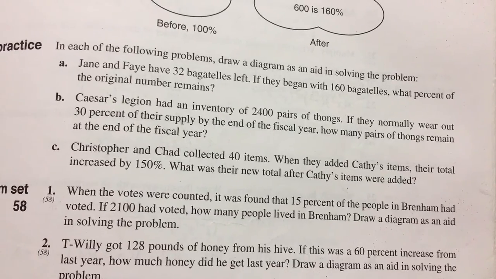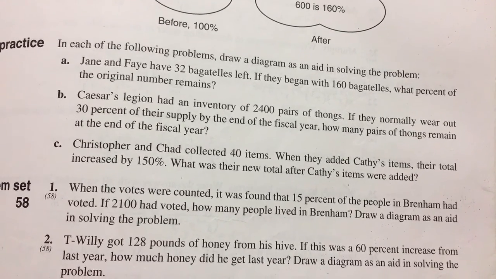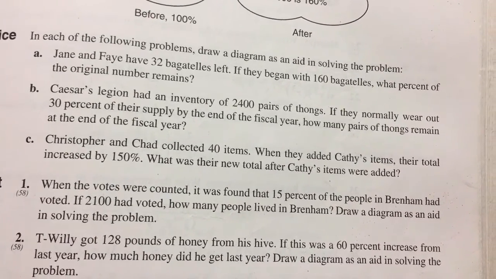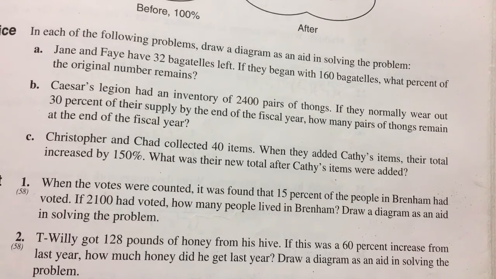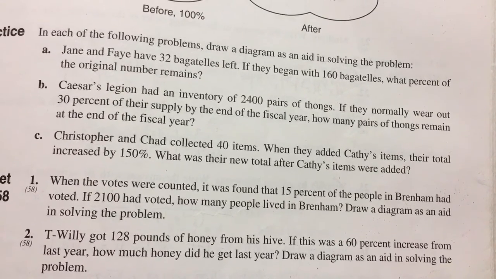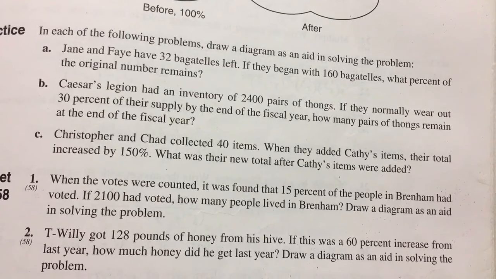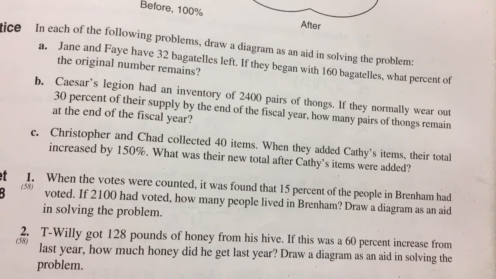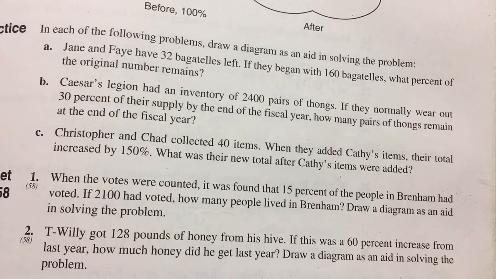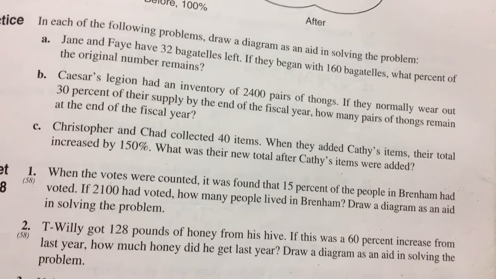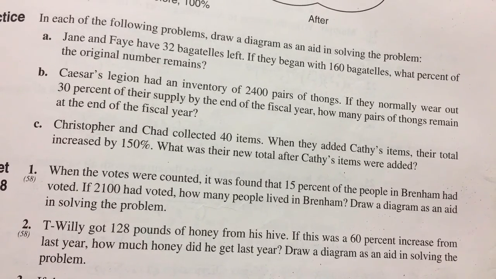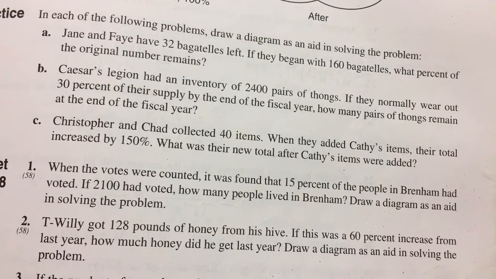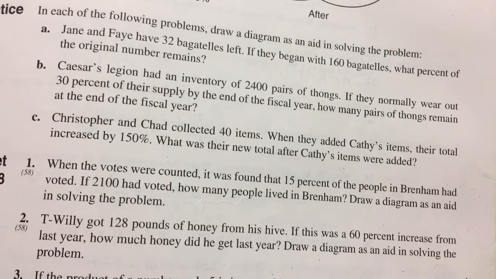Okay, let's look at practice problem B. Caesar's legion had an inventory of 2,400 pairs of thongs. If they normally wear out 30% of their supply by the end of the fiscal year, how many pairs of thongs remain at the end of the fiscal year? That's a lot of marching around on those poor shoes there. Okay, so here we go.